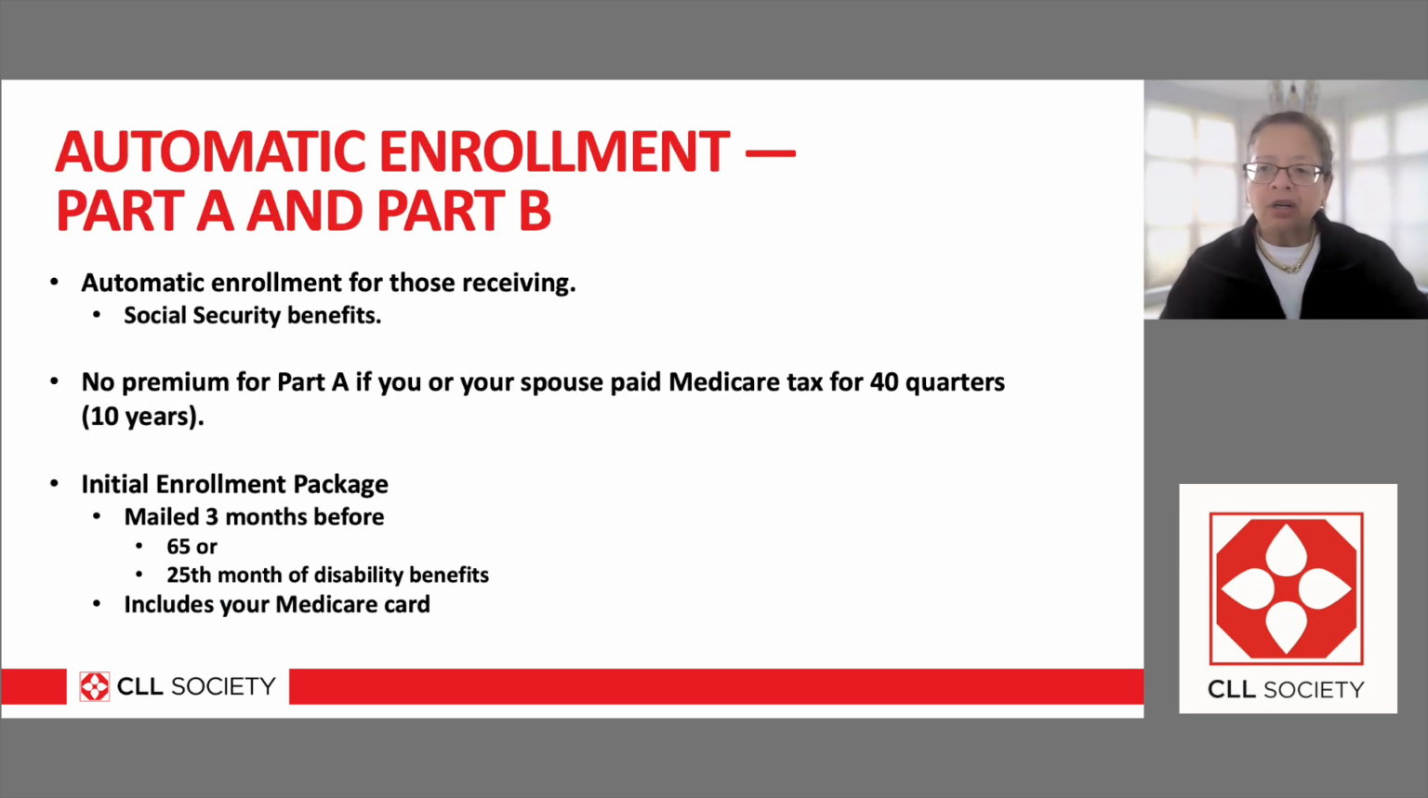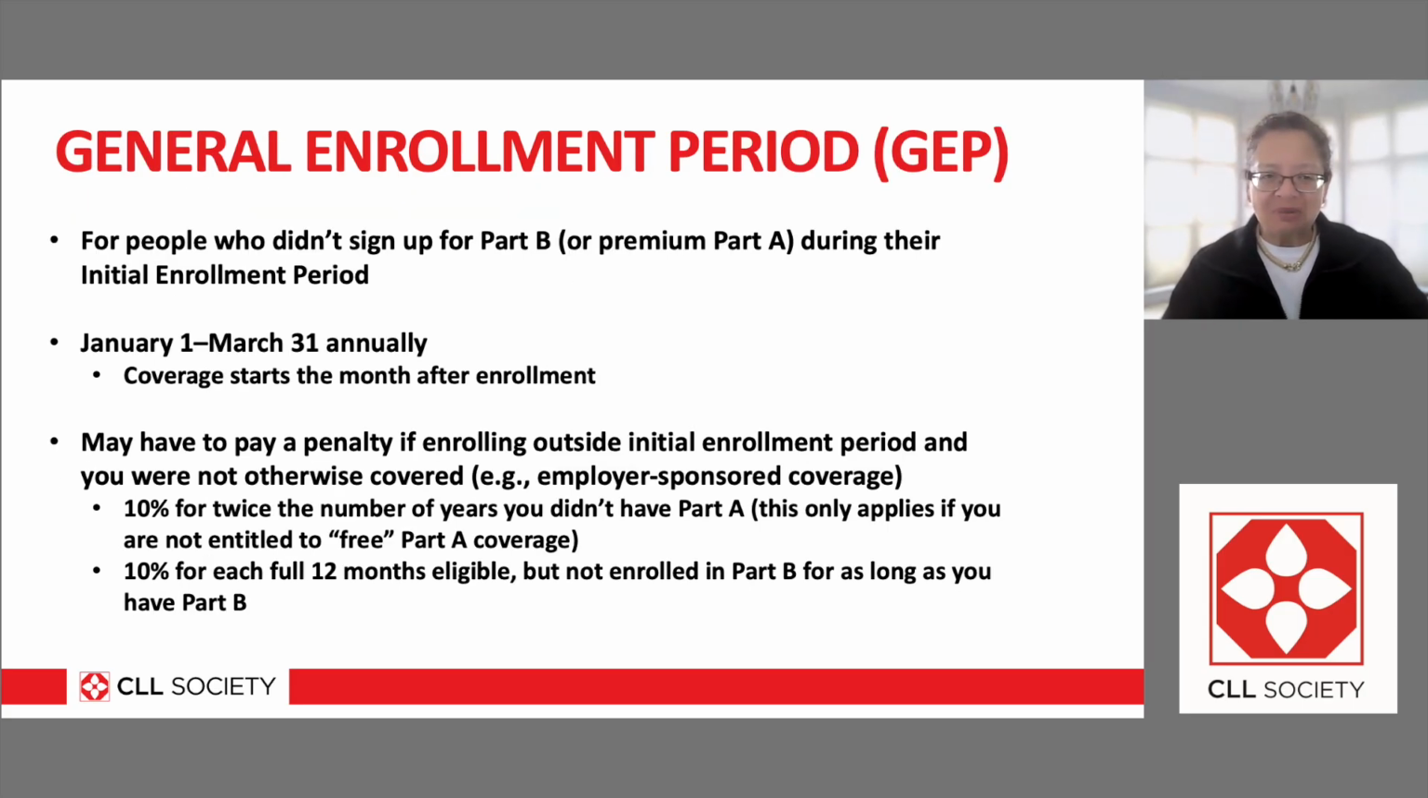There's typically automatic enrollment for parts A and B, so I won't spend much time on this point, except to say that there's a distinction between initial enrollment and open enrollment that we'll cover in just a minute. The initial enrollment begins typically 3 months before you turn 65, and you get your Medicare card and so on and so forth, which is different from open enrollment, which is the annual process for which we have timed this webinar today. We'll also talk about general enrollment.